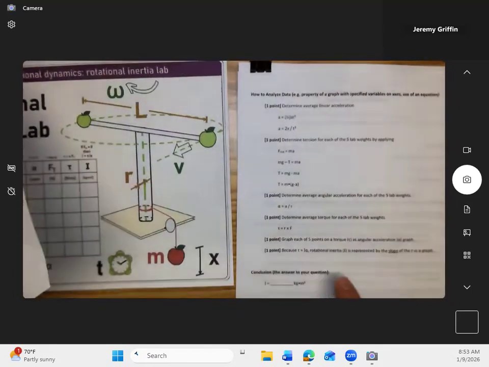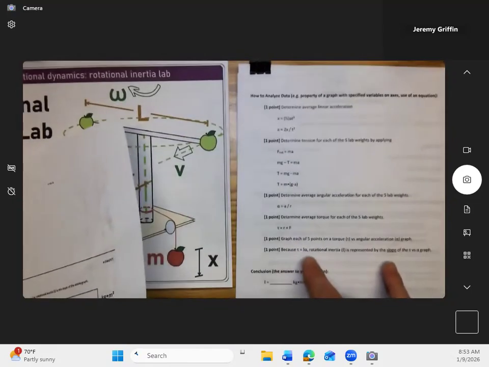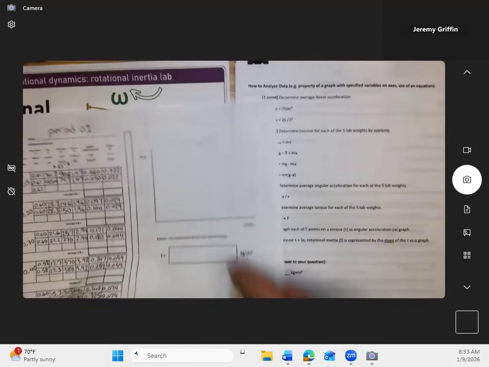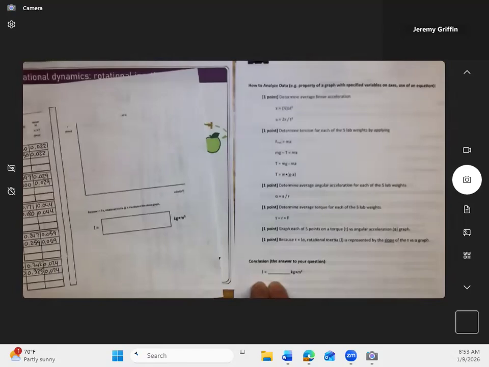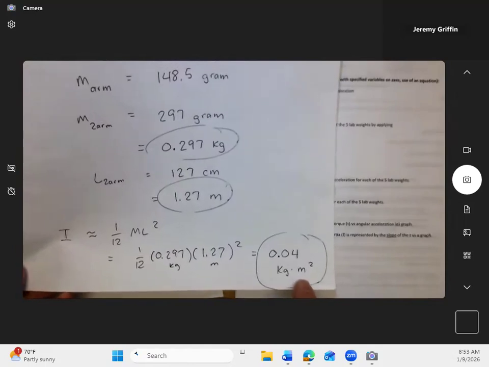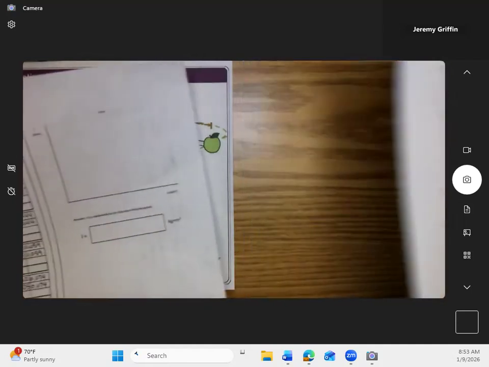And now we're leading up to this graph. The last couple steps of the analysis lead straight to the conclusion, and it has to do with this graph that we're about to put together. You guys see the conclusion says capital I for rotational inertia equals so many kilogram meters squared. Again, I suspect the answer is going to be pretty close to this from the beginning of class yesterday, but we're going to find out. All right, so everybody caught up? Everybody good? Good. All right, so let's put this together.